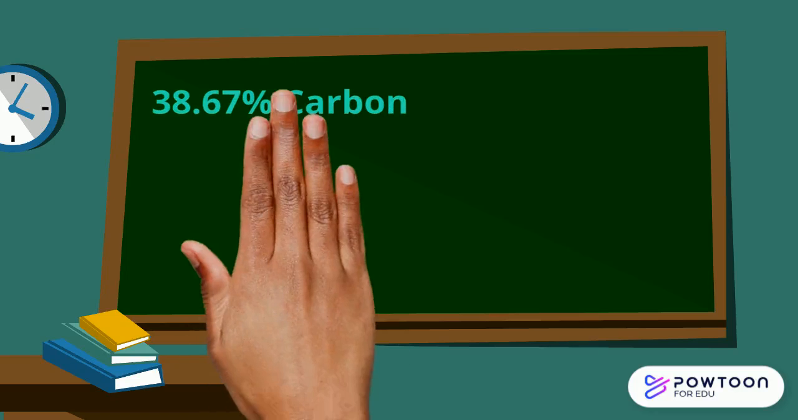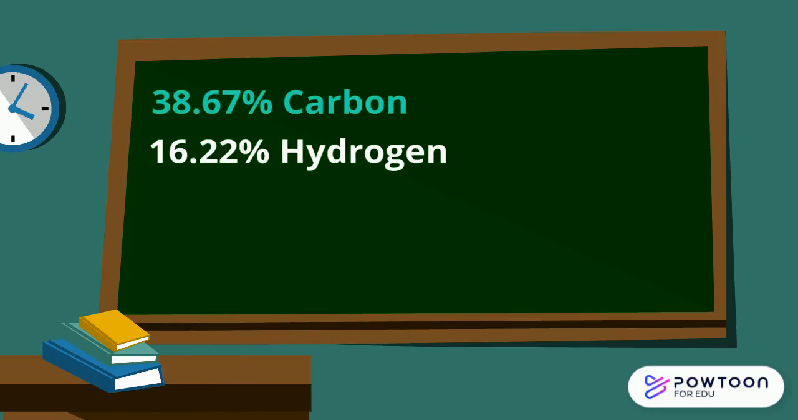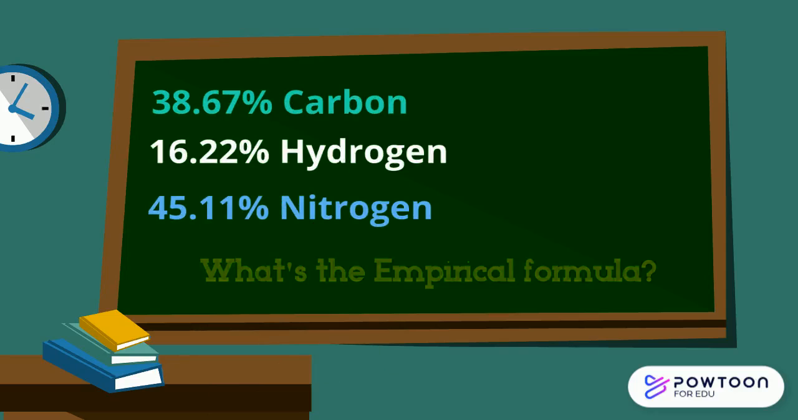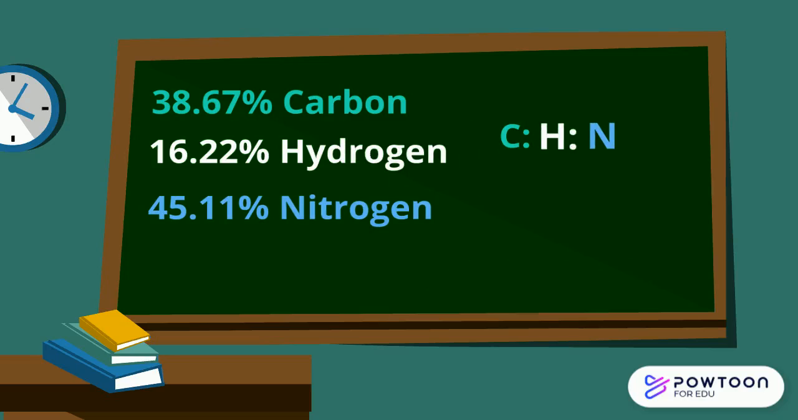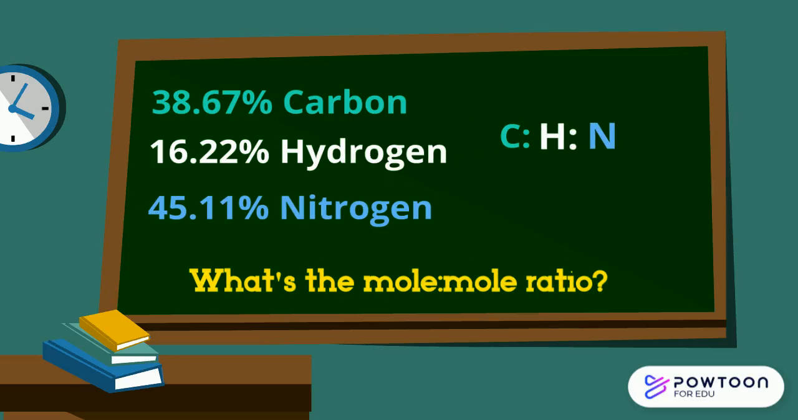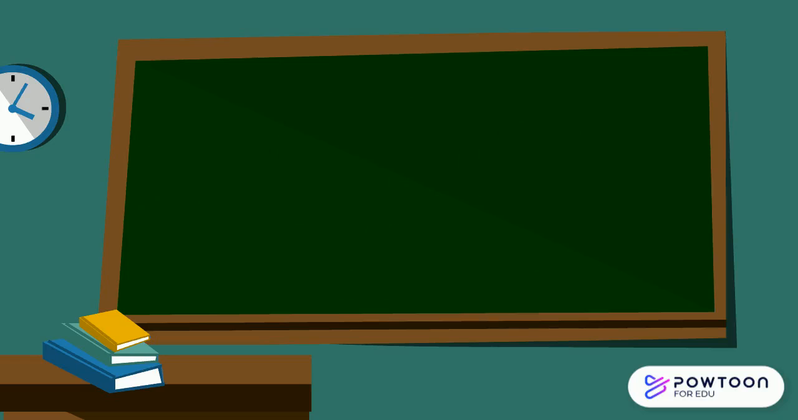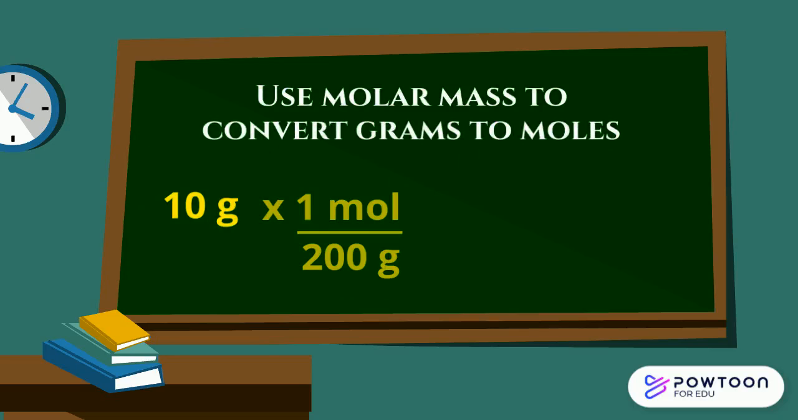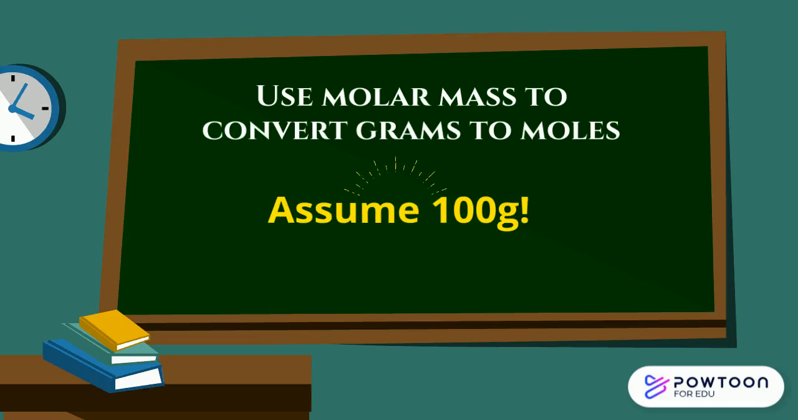Let's say we have a compound that has the following percents and we wish to determine its empirical formula. The formula represents the ratio of atoms, or the ratio of moles of atoms. So we need to determine the mole-mole ratio of these elements. If we knew the mass, we could calculate the moles. Okay, here's the key to solving these problems. Assume we have 100 grams. This simple assumption changes the percents to masses. Now back to our problem.